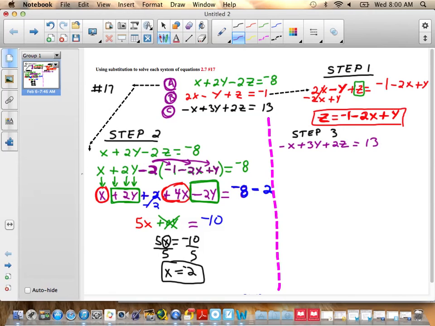So again, I need to take and plug in z. Okay? I need to plug in the equation for z. So I'm going to say negative x plus 3y plus 2z, where z is up here, all right, this is z.